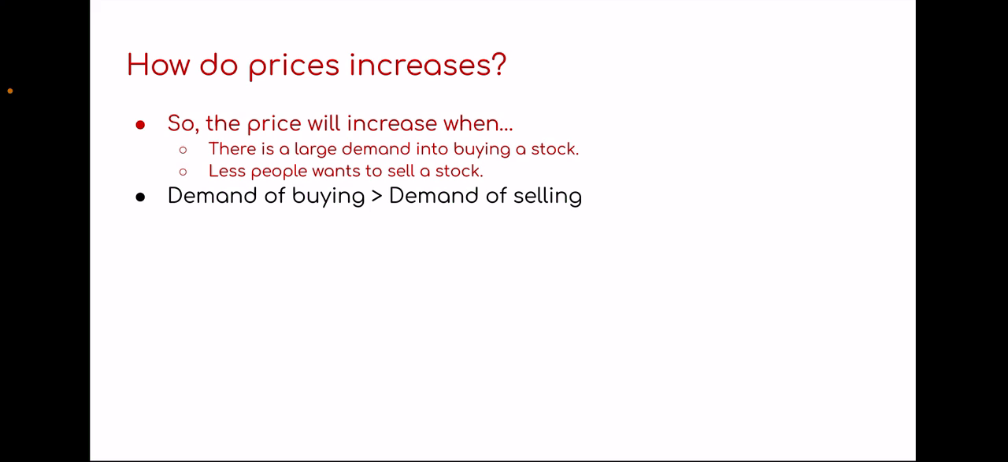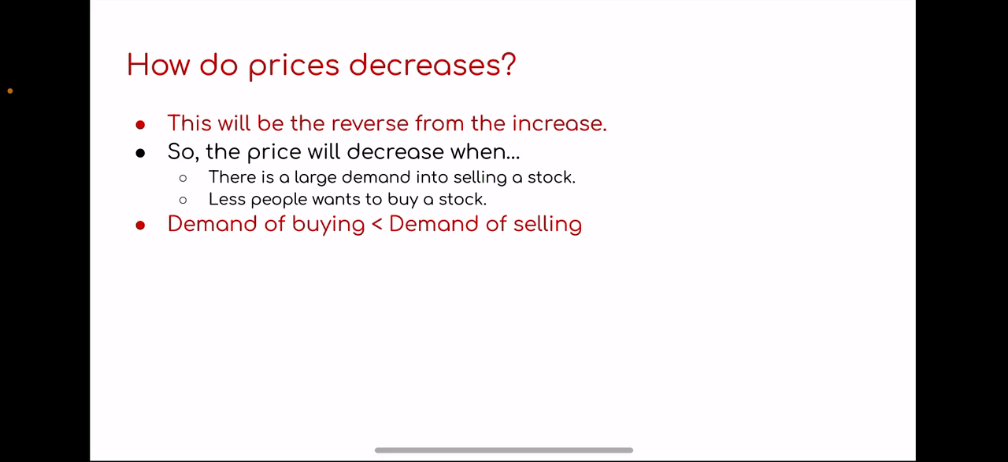So that's a bit of supply and demand. How do prices increase? Prices increase when there's a large demand for buying a stock, and there are fewer people wanting to sell the stock. So the demand of buying is greater than the demand of selling. As you can see here, that's how you could think about it. If the demand of buying is greater than the demand of selling, then the price increases.